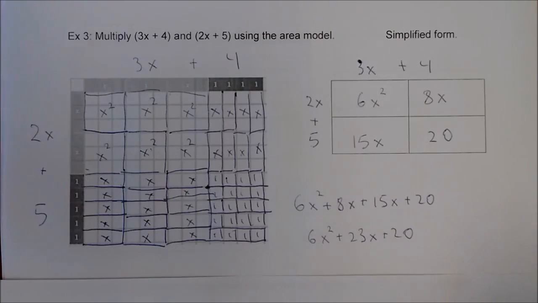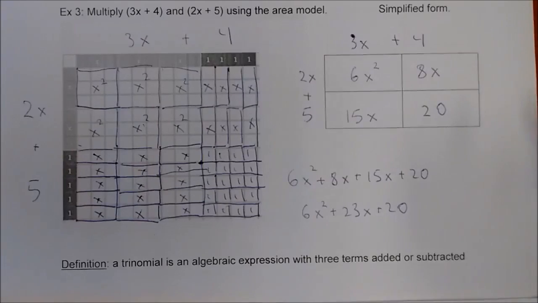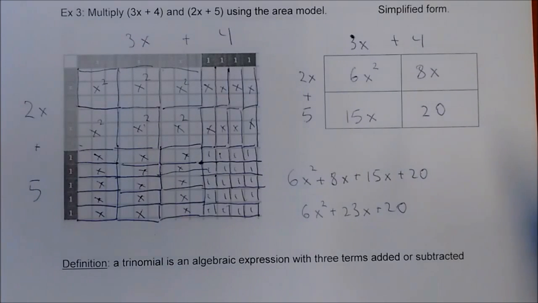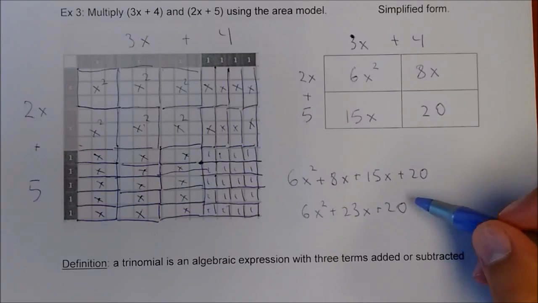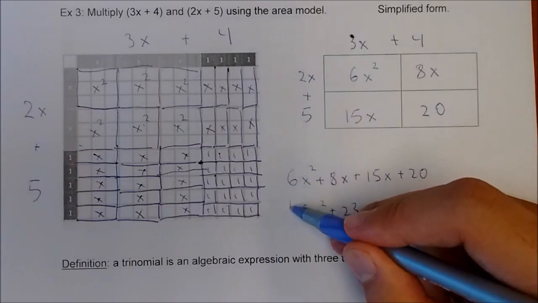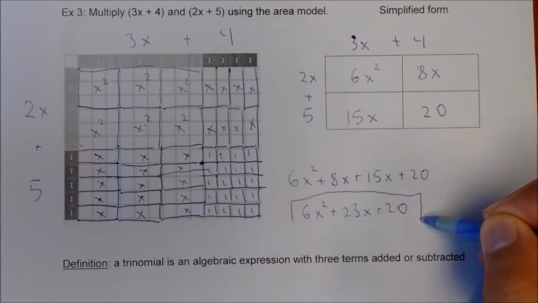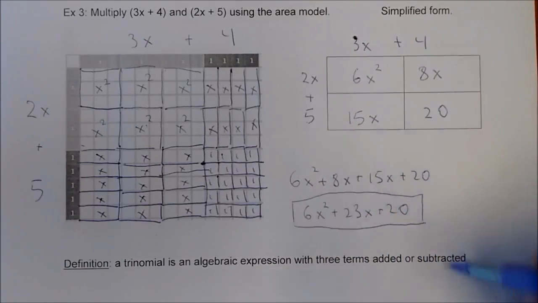So now pause the video and discuss what happened here with your neighbor. So now we have another definition here. A trinomial is an algebraic expression with 3 terms added or subtracted. And our answer to this multiplication, 6x squared plus 23x plus 20, is a trinomial because there are 3 terms.